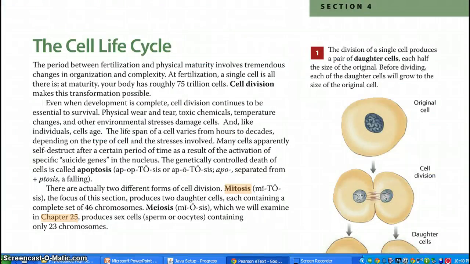So, as we begin, I would simply just start reading the cell life cycle. The period between fertilization and physical maturity involves tremendous changes in organization and complexity. At fertilization, a single cell is all there is. At maturity, your body has roughly 75 trillion cells. Cell division makes this transformation possible. Now at this point I ask you to read the rest of this. So if you could take a moment to pause the video and read not only the paragraphs of text but also the captions and visuals on page 111.